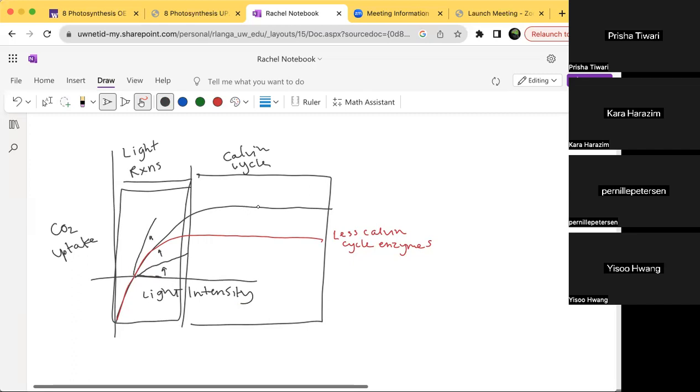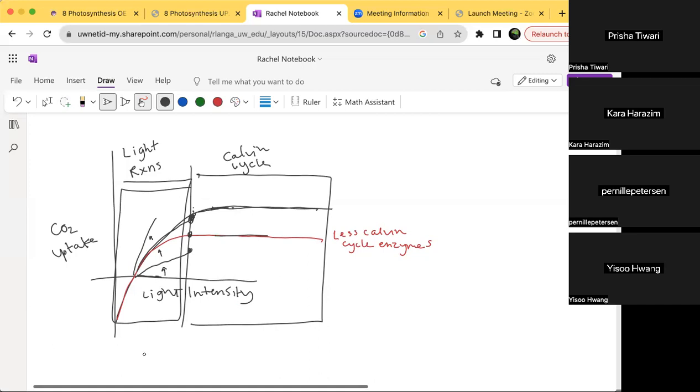Mm-hmm. And then the final amount, when light reactions are working as hard as they can, every chlorophyll molecule is filled, which is what that point is. Then the only thing determining how high this is now is how well the Calvin cycle is working. But then doesn't CO2 uptake usually occur in the Calvin cycle?